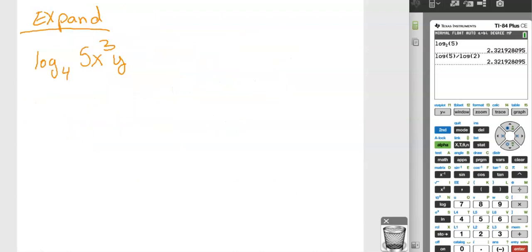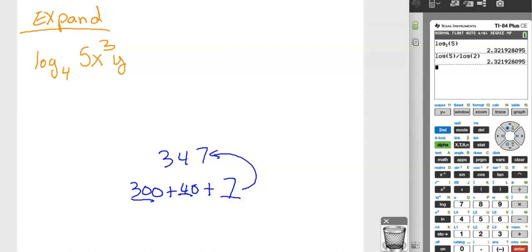So let's look at a few problems. If I ask you to expand this, expand basically means, for instance, if I had this number right here, well, that's really 300 plus 40 plus 7. See, I expanded 347. I'm writing 300 plus 40 plus 7, and it means the same thing as 347.